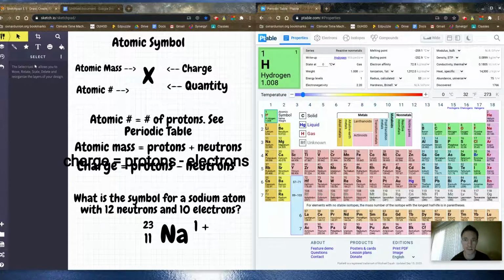You're also going to see a number below the element symbol, and that's the average atomic mass. You'll learn about that later. Right now, let's learn about charge and atomic mass.